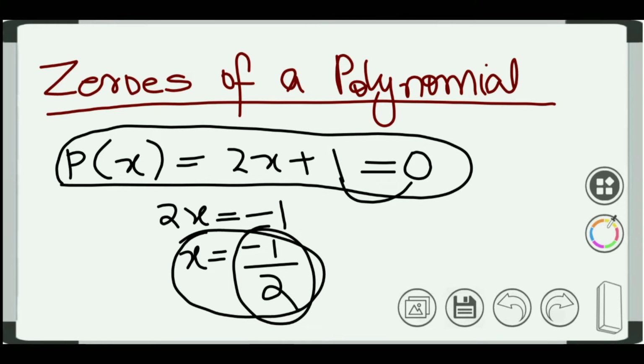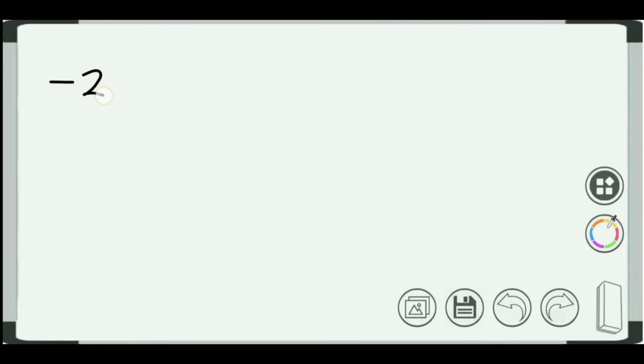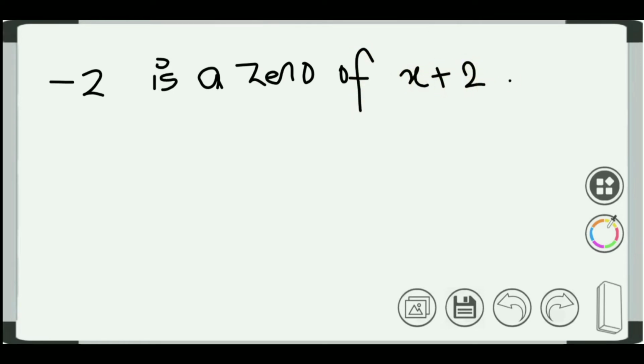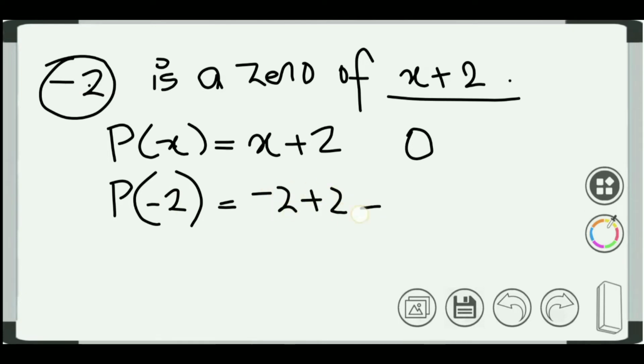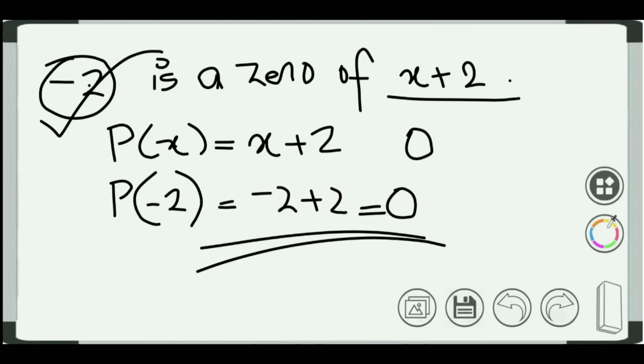Now how will you check whether minus 2 is a zero of the polynomial x plus 2? How will you check this? First of all, the question is P of x is equal to x plus 2. You need to check whether minus 2 is a zero of this polynomial. That means when you put x equal to minus 2, you need to get 0. So you will put the value of x as minus 2. Now minus 2 plus 2, what is the value? 0. So you can say minus 2 is a zero of the polynomial x plus 2.